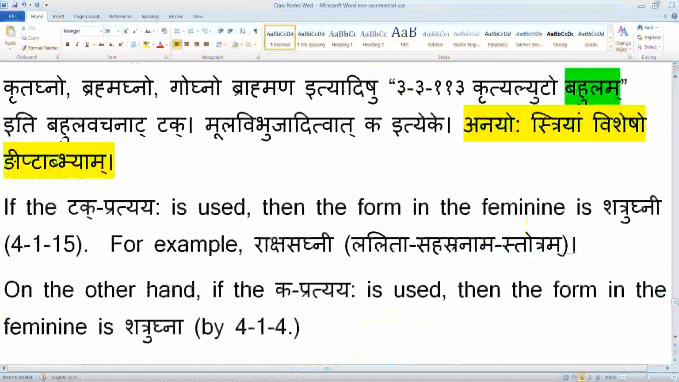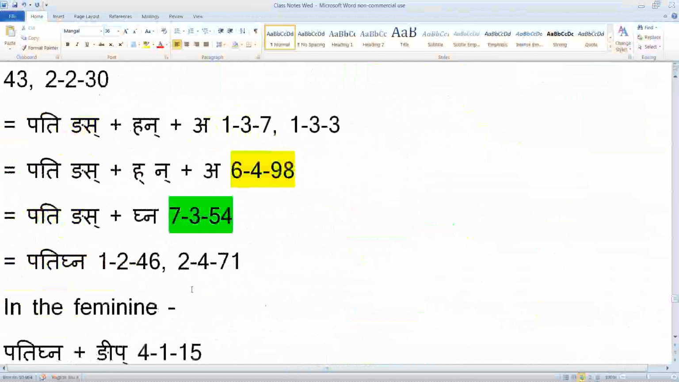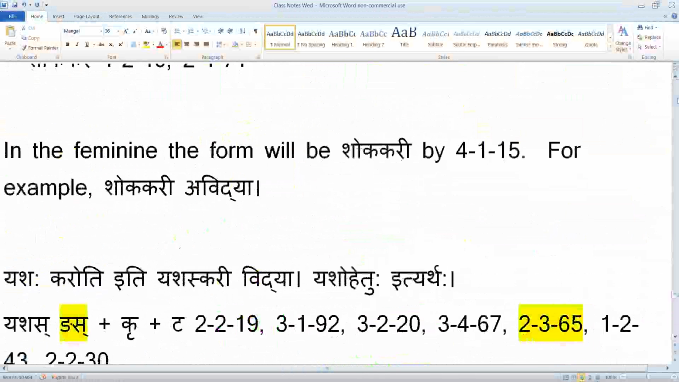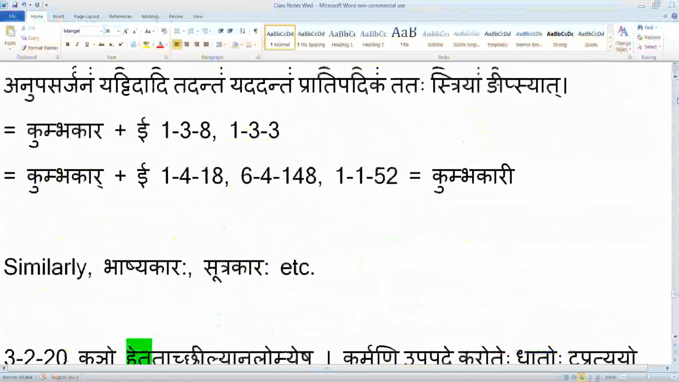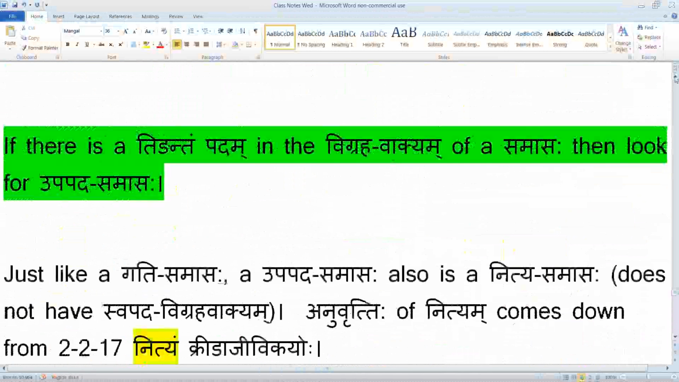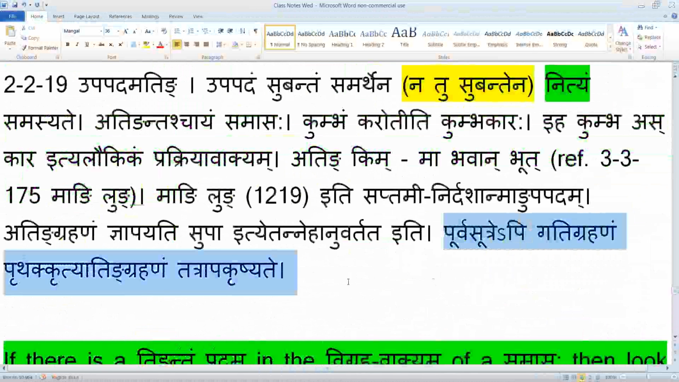So all these, when you see the upasargas being used, which are gati sanya, because of kugati pradeha, upasarga kriya yoge gatischa. Now gati samasa is always only ating. So I think here we saw it last time. Purva sutre api gatigrahanam pruthakritya atingrahanam apakrishyate. So from the sutram upapadam ating, you take the ating and bring it up to the prior sutram kugati pradeha. Gatigrahanam pruthakritya applies only to the gati part of it. So that's what we saw.